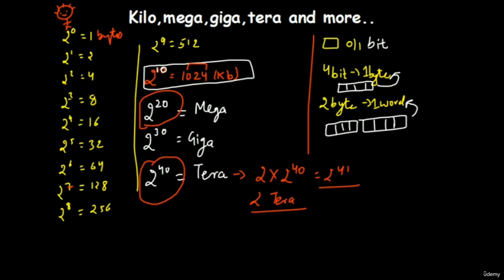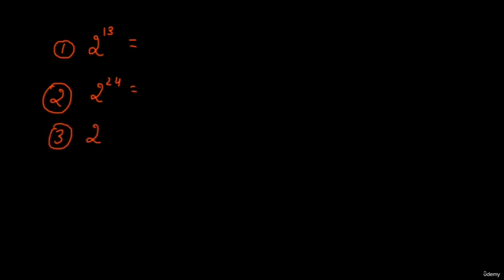Okay, let's practice it a little bit. Let's say I'm having 2 to the power 13. What does it actually mean? Try it for yourself and then I'm going to discuss every answer. The second question is, what is 2 to the power 24? What is 2 to the power 42? Well, let's practice with this much. I think we are going to understand this quite clearly.